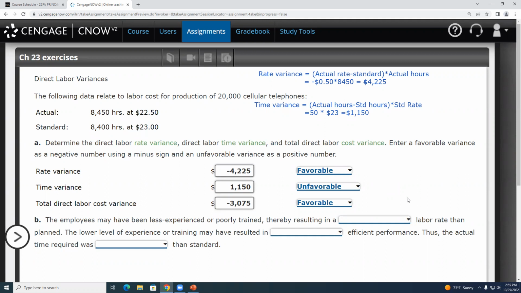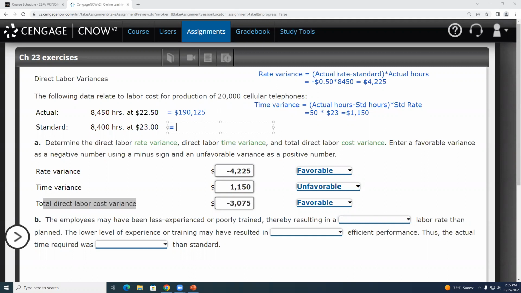And just as I told you with the direct materials, we could have also come to this total direct labor cost variance number independently, because we have time, I can show you this. By doing the extensions here, 8,450 hours at $22.50, we actually spent a total of $190,125 on direct labor.